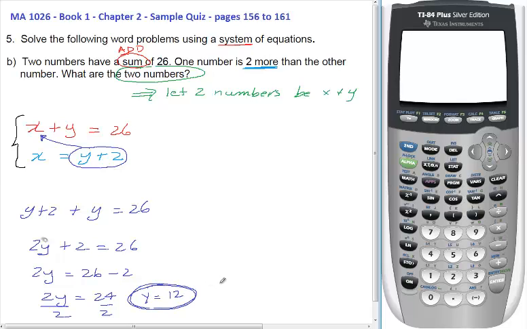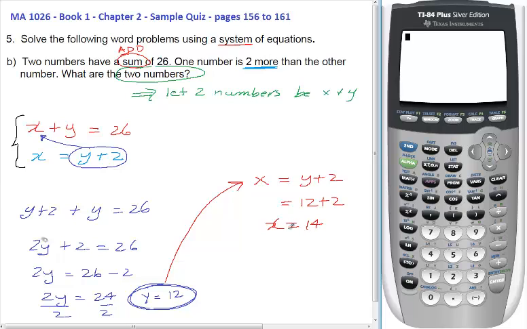Now we have y. So if we have y, how do we find x? Well, we go back to either equation. I'll take the bottom one. x equals y plus 2. So x is equal to 12 plus 2. x is equal to 14.